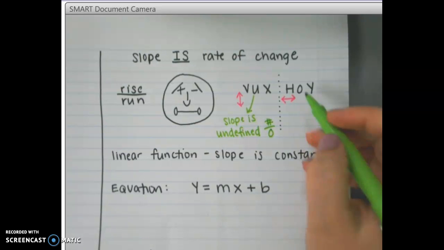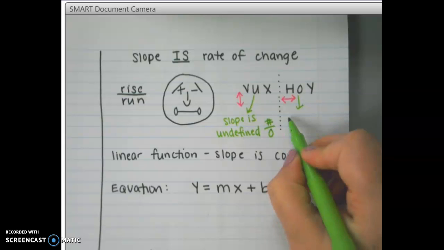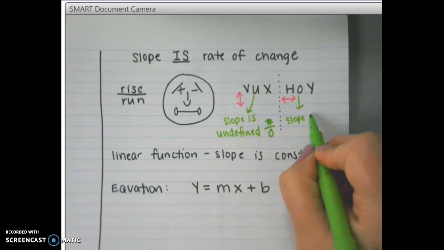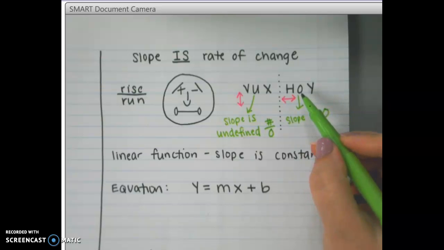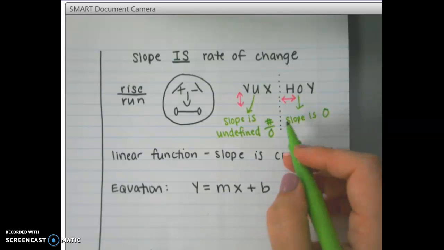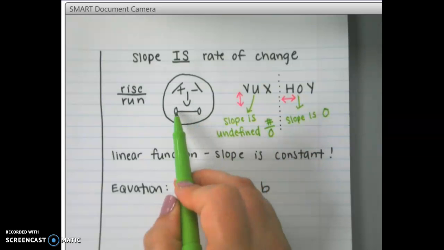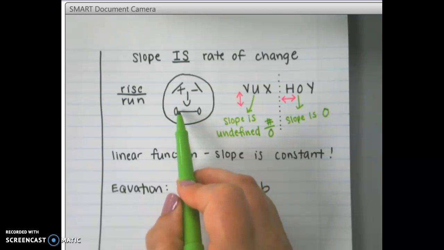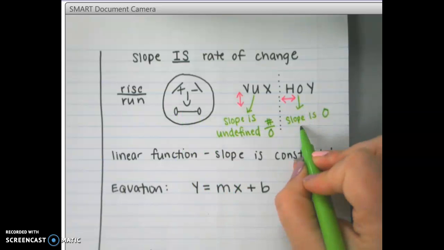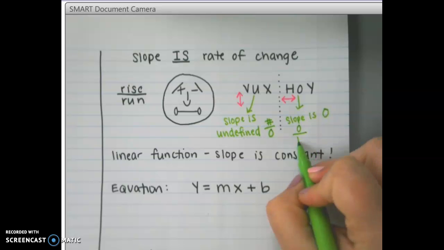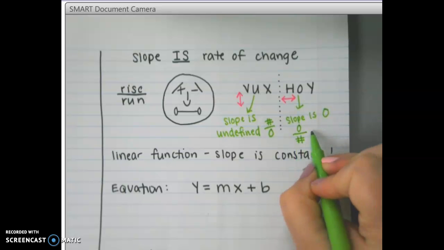If your line is horizontal, your slope is 0. So that O doesn't stand for a word that starts with the letter O. That's like the number 0. So a horizontal line has a 0 slope. And with the horizontal line, you have a run, but you do not have a rise. See how I'm not going up or down, I'm only going to the right or the left. So what that's going to look like is 0 divided by a number, which is 0.